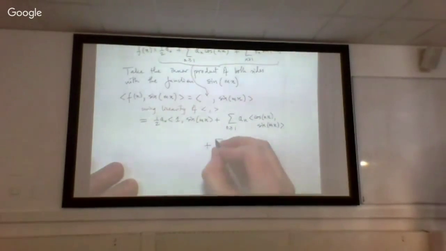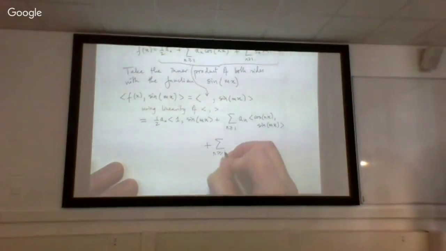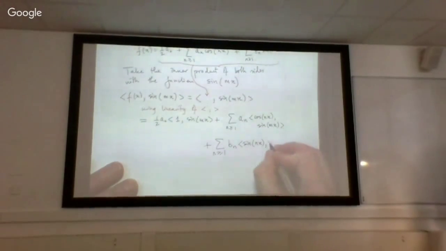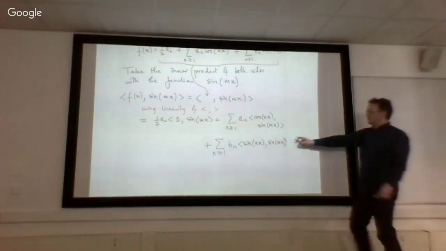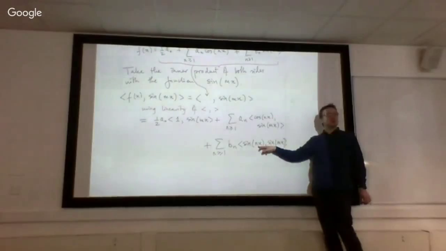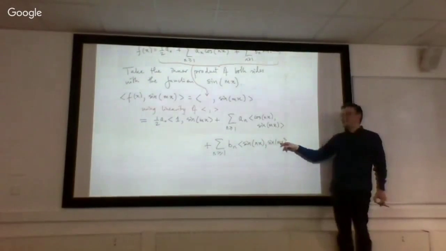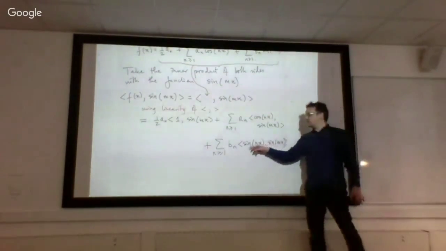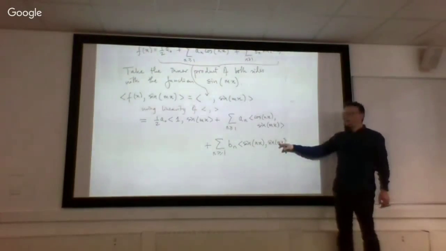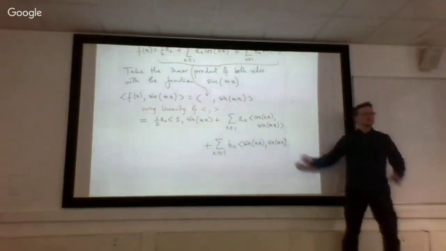And then I've got the second sum, the sum over all n greater than or equal to 1 of bn times the inner product of sine nx with sine mx. Okay, so be careful here. The sine function in the first position has the parameter n multiplying x. The sine in the second one has the parameter m. This n is changing. It's ranging over 1, 2, 3, 4, 5, 6, 7, all the way up to infinity. This m is always m. It's kept fixed at some particular value.